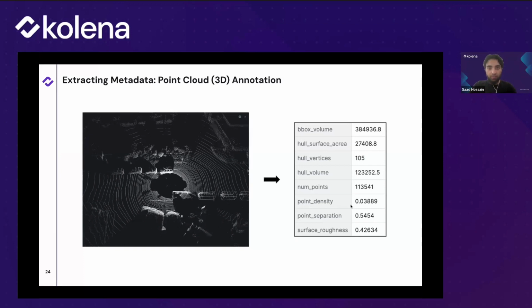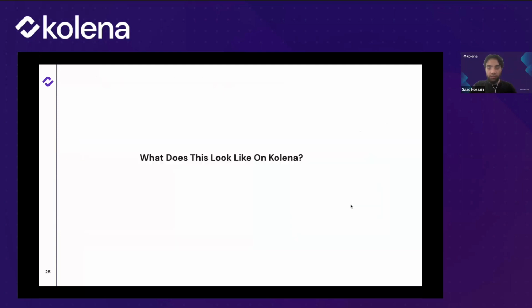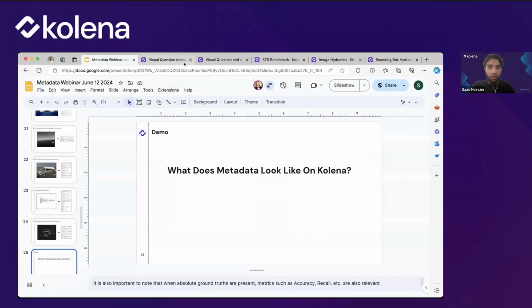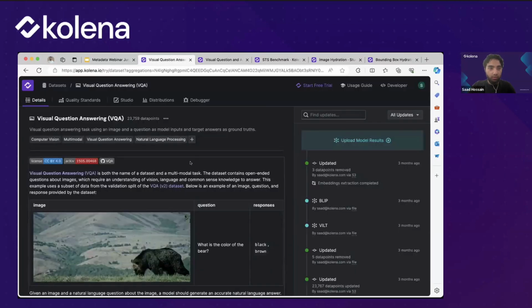Now that I've gone over all of these various metadata, properties, or features that we could directly extract, what does this look like in the real world? What does this look like in the context of an actual machine learning problem? How can this be used? We'd actually like to go to Kolena and show what this looks like. So over here, I'd like to demo how metadata hydration might actually improve testing quality.